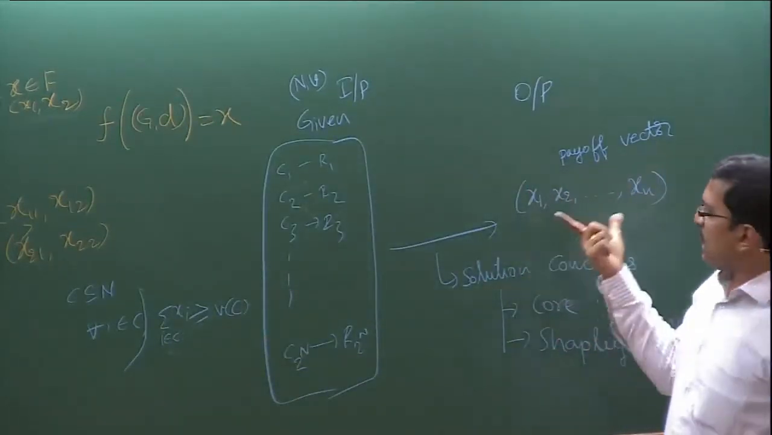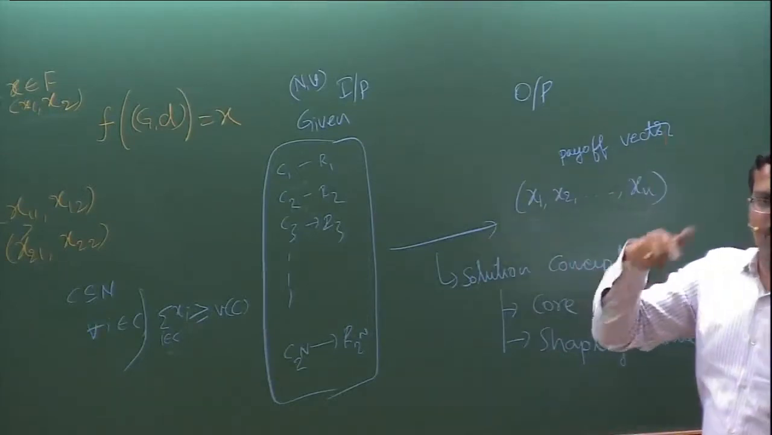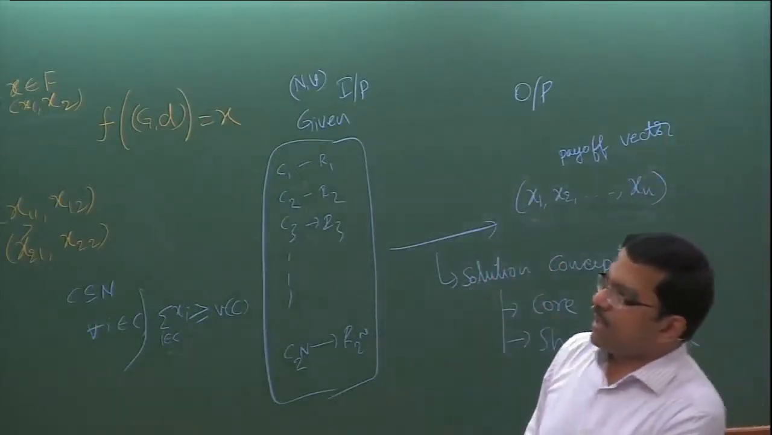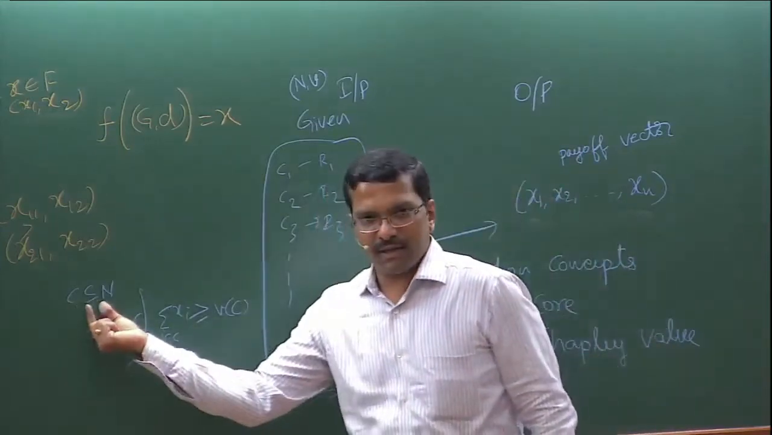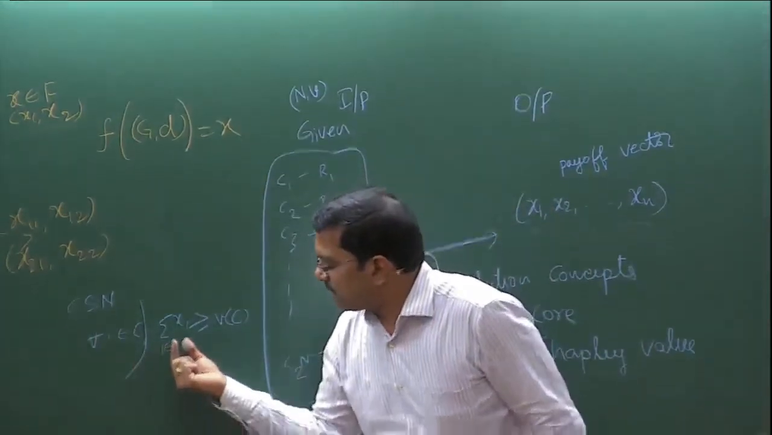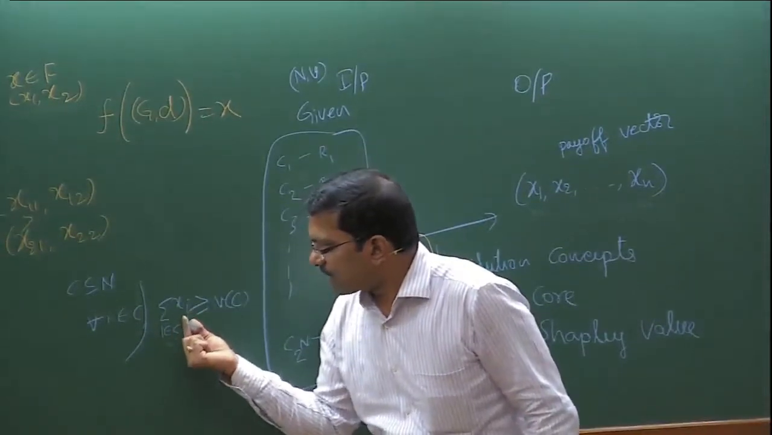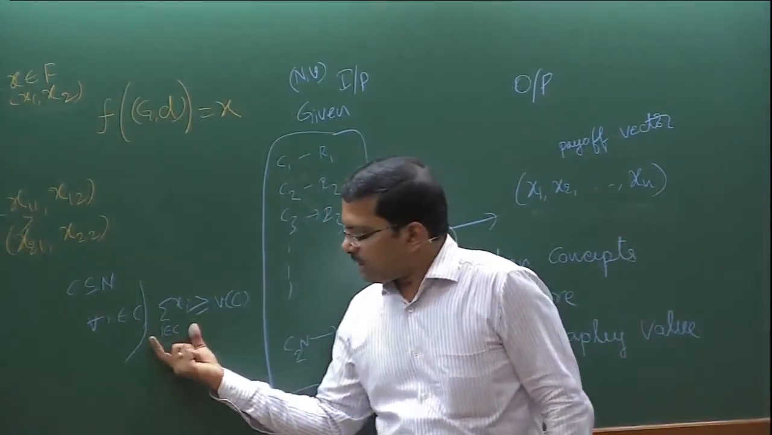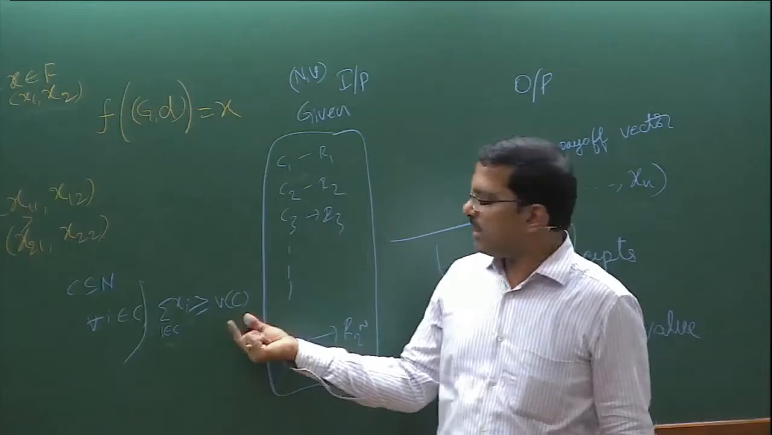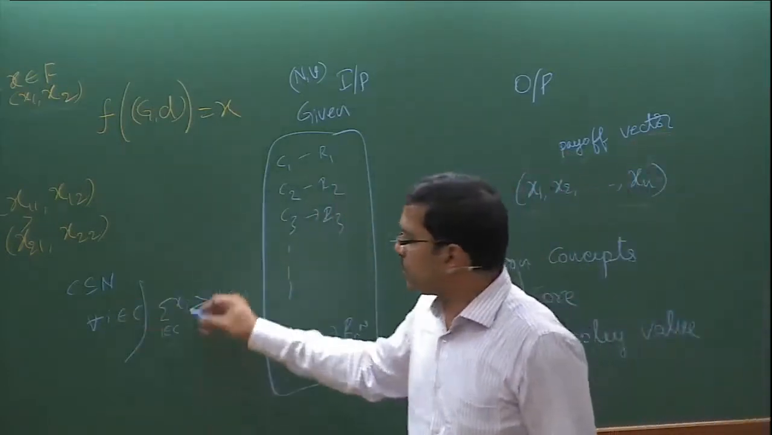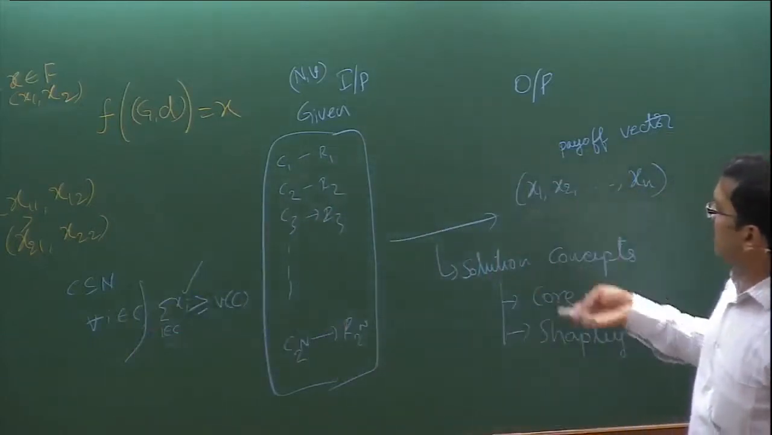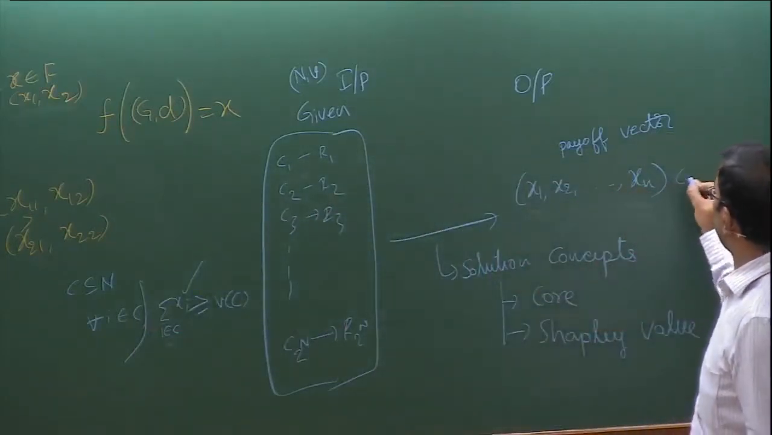xn. We say that a payoff vector belongs to the set called core if for every possible subset C of n, it should hold that the sum over all xi's, i belonging to C, should be at least V of C. V of C is part of the input. And for all possible subsets, if this condition is true, then we say that this vector belongs to core.